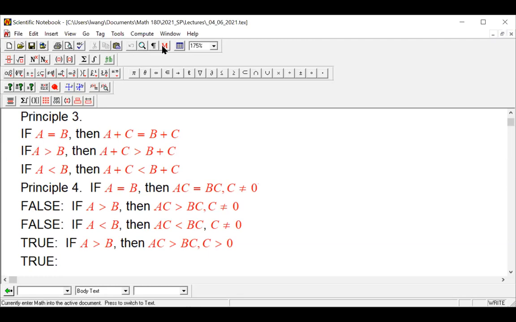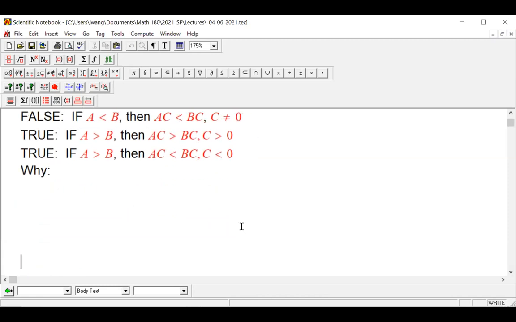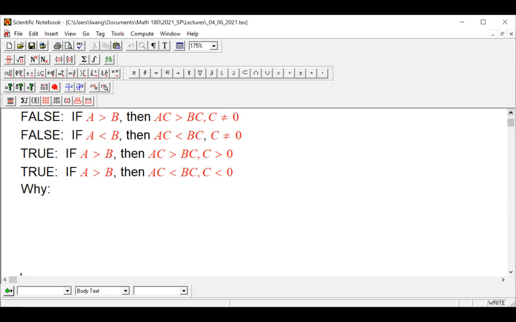I want you to think about it. I'm going to explain to you why. Are you ready? Yeah? Now I'm going to put still greater than, okay? Still greater than. If A is larger than B, then AC will be smaller than BC, if C is less than 0. And here's why. Here's why. Right?